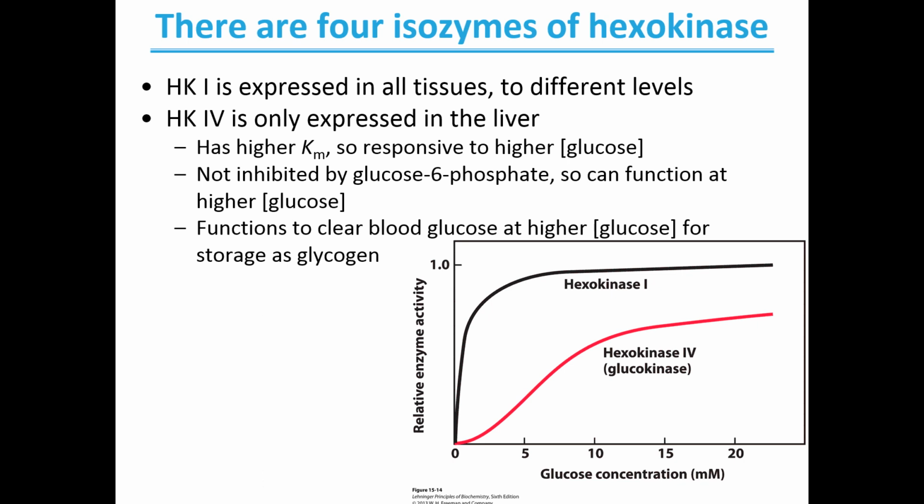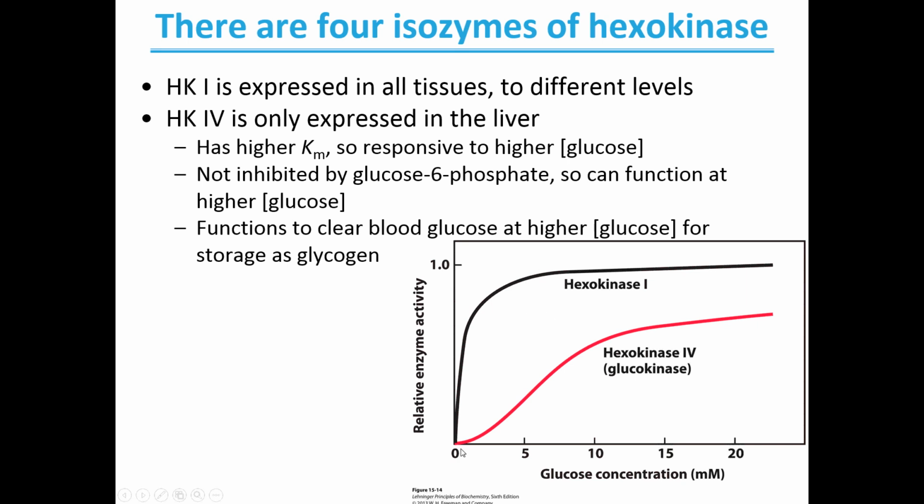You may recall when we began our discussions, I mentioned that hexokinase exists in multiple isoforms. There are actually 4. Hexokinase 1 is expressed in almost all tissues, but just at different levels. Hexokinase 4, sometimes called glucokinase, is expressed only in the liver. And then in the muscle, we typically use hexokinase 2. But just for simplicity, let's look at the difference between hexokinase 1 and hexokinase 4.